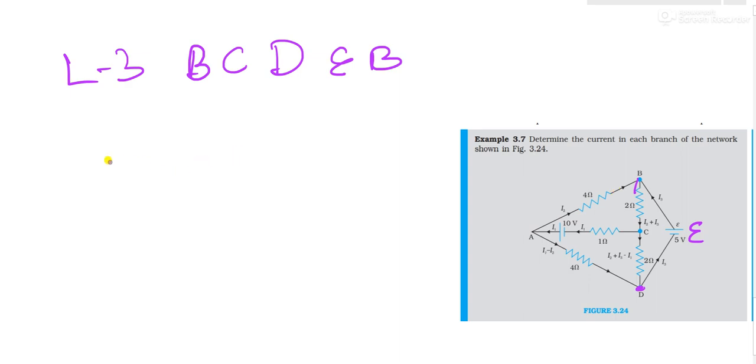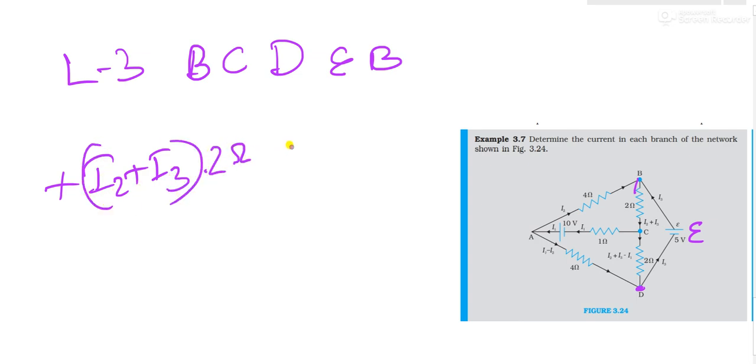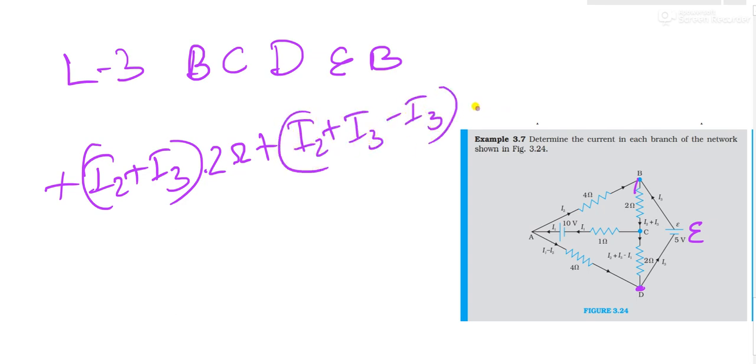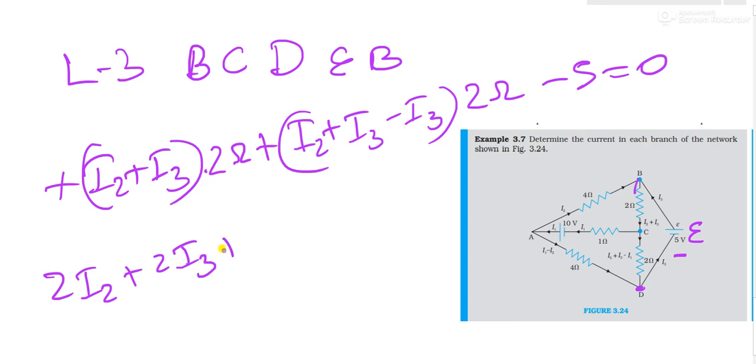Okay, first BC, it's the same direction. It's going to be positive, I2 plus I3 times 2 ohms. Okay, plus I2 plus I3 minus I3 in the same direction with 2 ohms. Okay, and the EMF, first terminal negative, it's going to be minus 5 is equal to 0. I am going to do the solution. 2 times I2 plus 2 times I3 plus 2 times I2 plus 2 times I3 minus 2 times I3 is equal to 5.